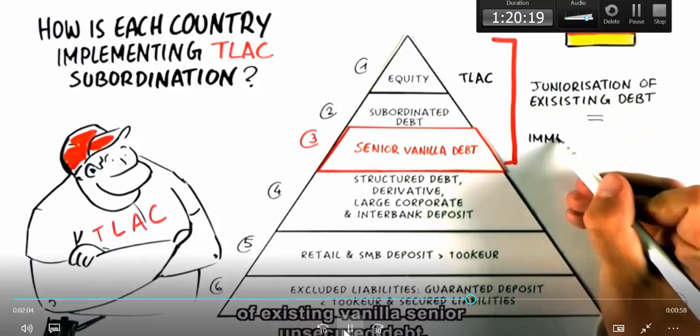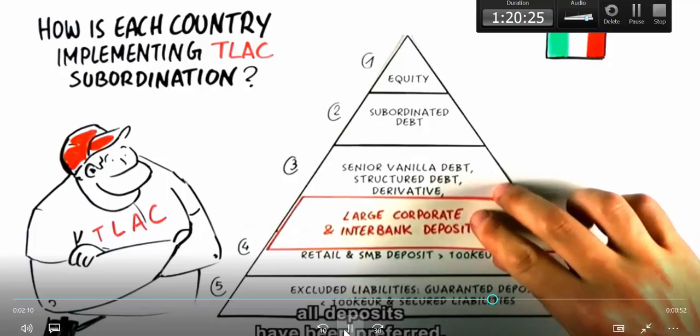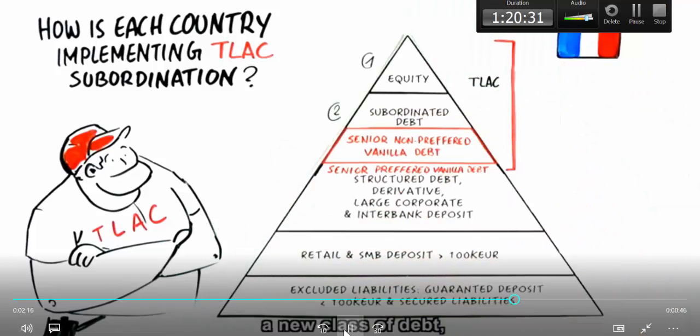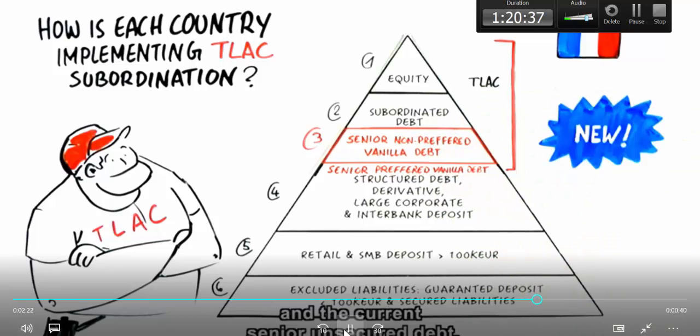Mention of existing vanilla senior unsecured debt. In Italy, all deposits have been preferred. In France, a new class of debt, the senior non-preferred, is created between the subordinated debt and the current senior unsecured debt.